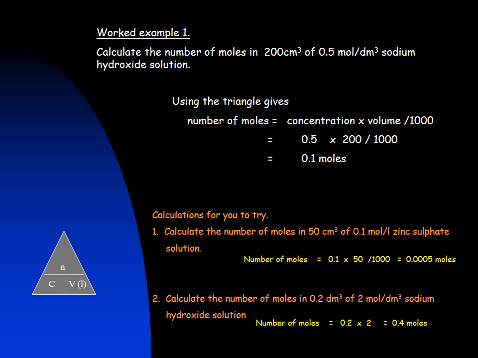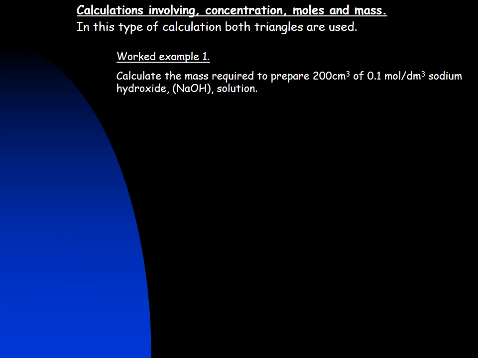Okay, and then the second example, the answer is 0.4 moles. That one is rather straightforward because the volume was given to us in decimeters cube. The concentration is just mole per decimeter cube, so nothing to confuse us here. We just multiply the two together and we get an answer of 0.4 moles. So what we'll try doing now is we'll look at examples of questions where both of these equations have to be used to get an answer.